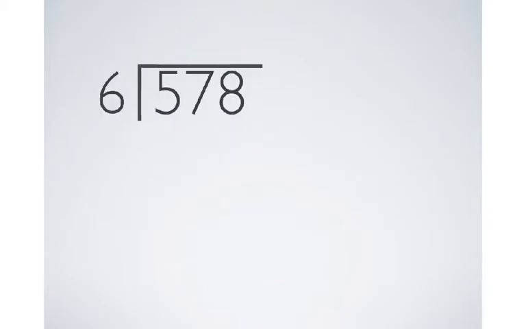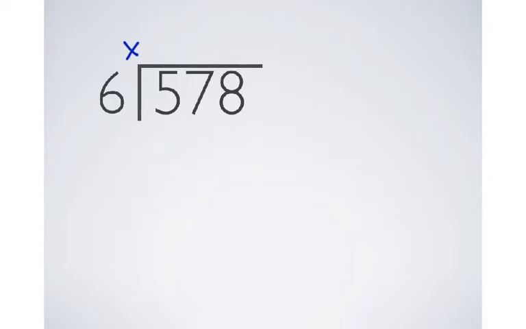Let's take a look at this one. We have 578 divided by 6. So using the traditional method, I take a look at the first number. Now this one's a little different because 5 is less than the divisor, so I can't say what's 6 goes into 5 how many times, or 5 divided by 6. It doesn't make a lot of sense. What I can say is, what can I multiply 6 by that gets me close to 5 without going over?